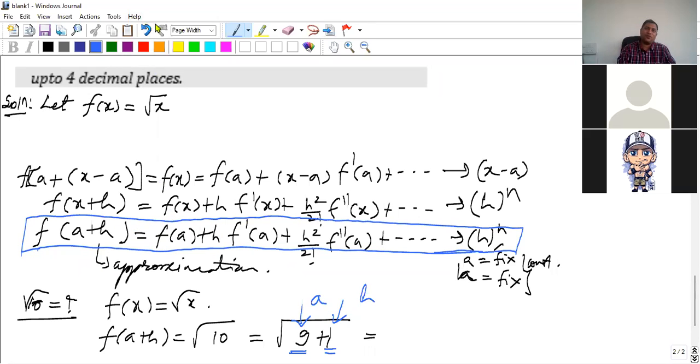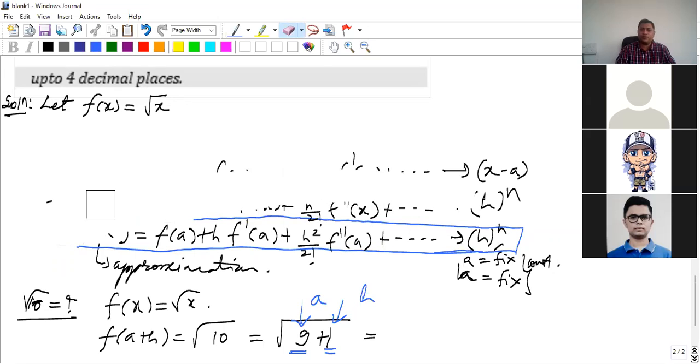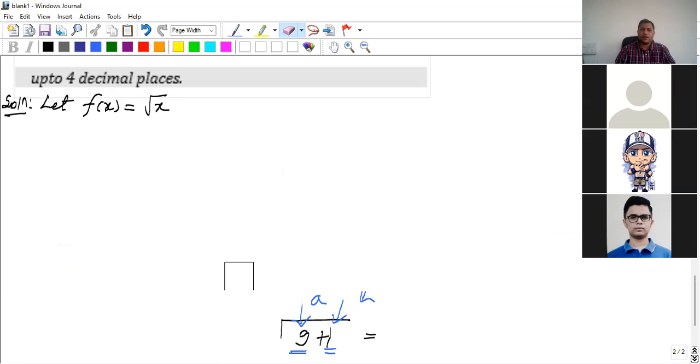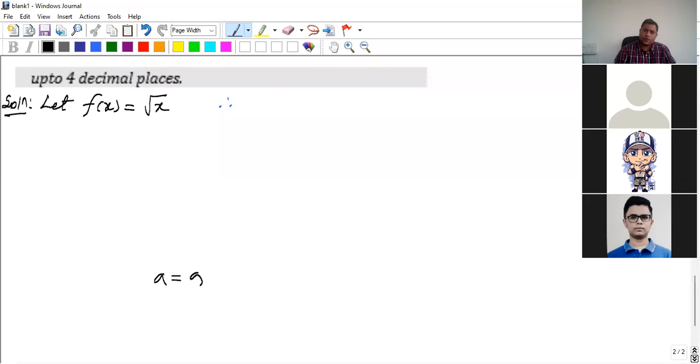Okay. So once we know what we have to do exactly, now let us see how to do it. So we have to perform this calculation step by step. Here we have assumed that f of x is equal to root of x, and hence we know the value of a now. So a is going to be 9 and h is going to be 1.